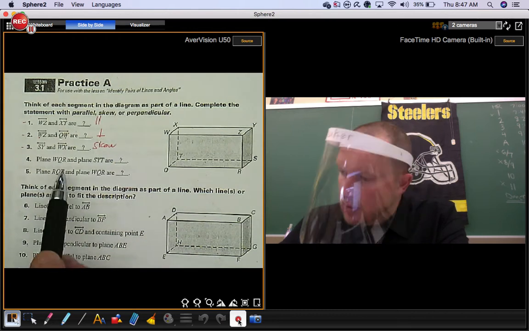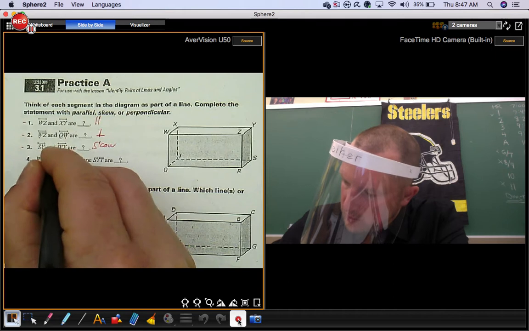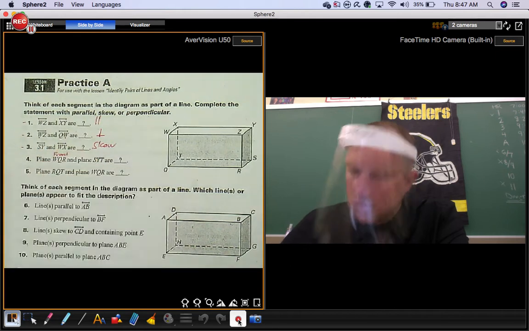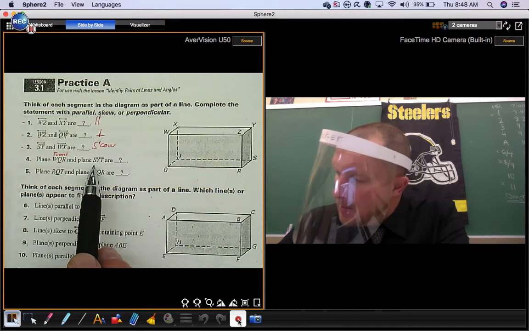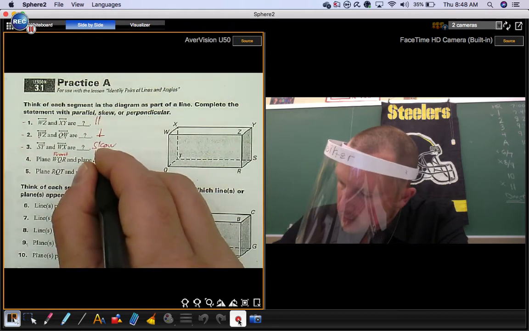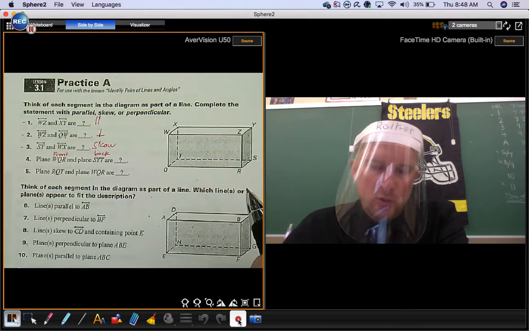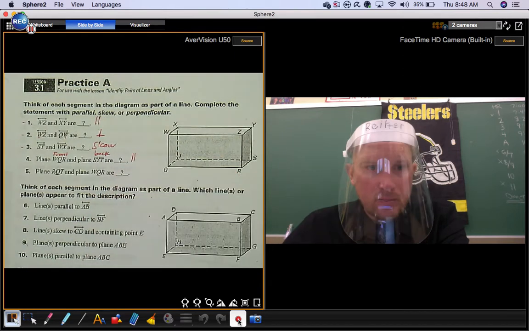Number 4, plane WQR, that's the front. It helps if you write that there so you know. Plane SYT, that's the back. So if you think about the room that you're in, the front wall and the back wall, what relationship do they have? They're parallel.